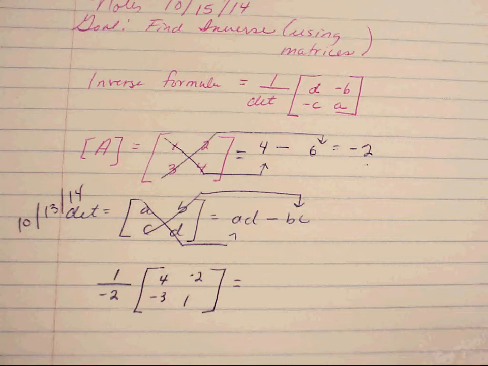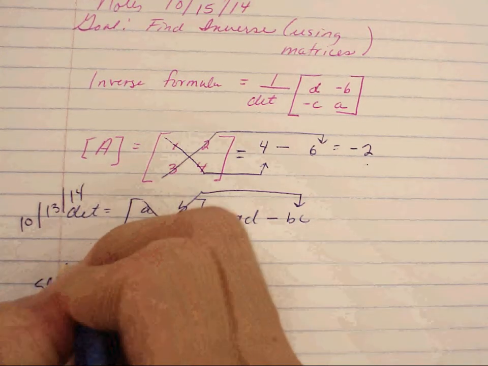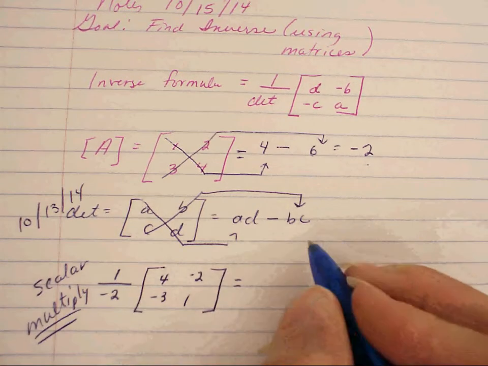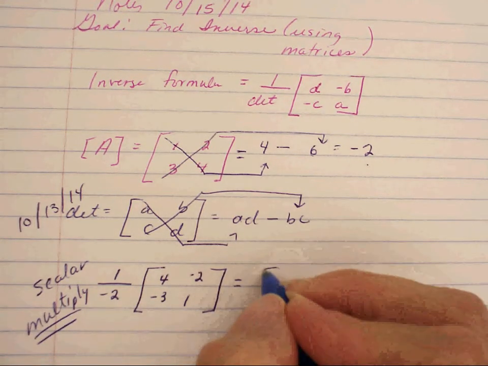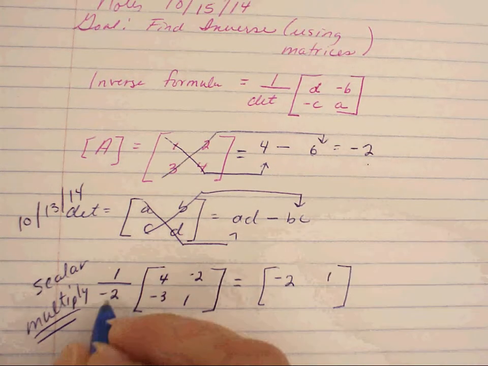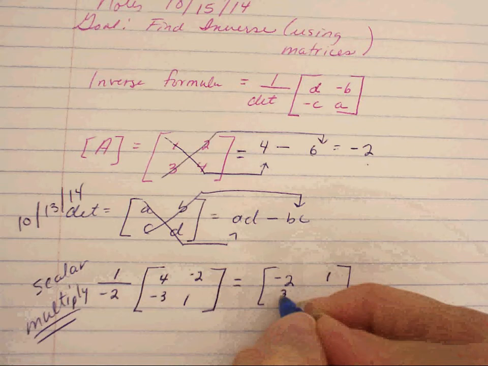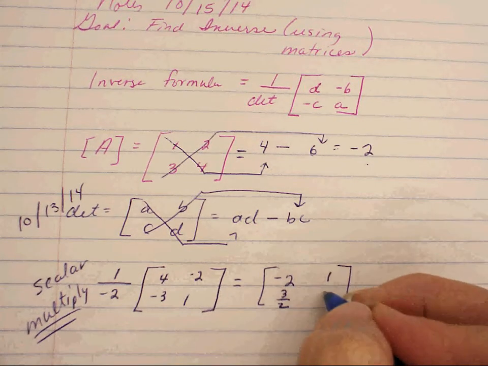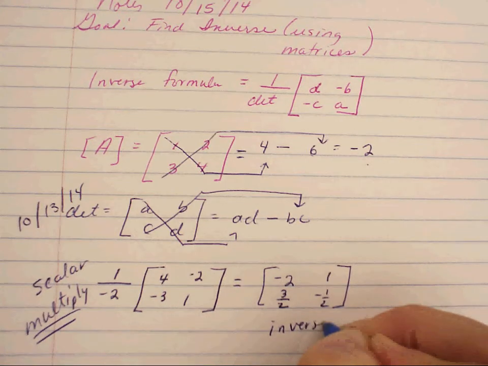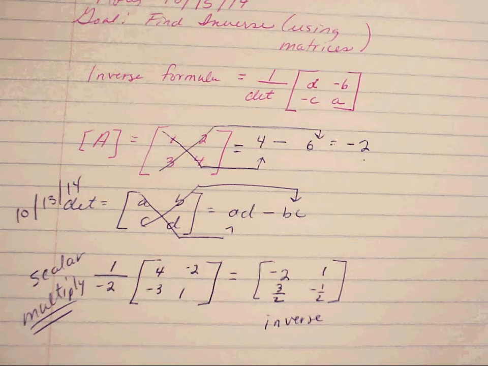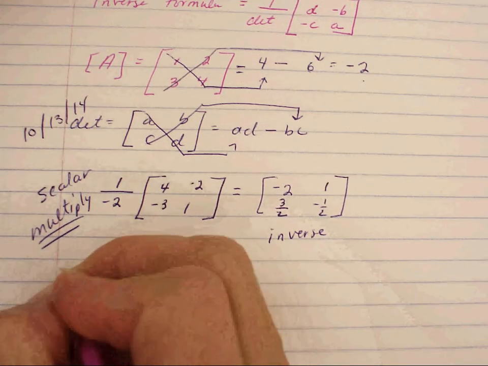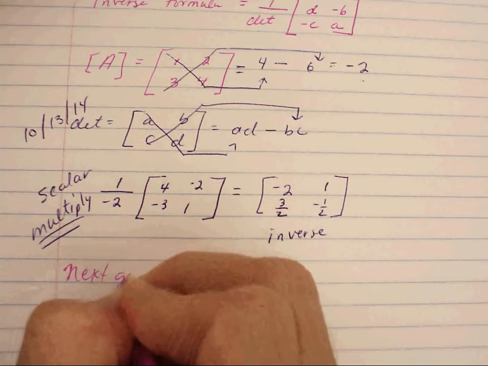What's the only thing left to do? What does it look like? Go ahead, Keandre. Yes, scalar multiply. And we did that one of the first days. So negative half of 4 is negative 2. Negative half of negative 2 is 1. Negative half of negative 3 is 3 halves. Negative half of 1 is negative half. So that is the inverse.